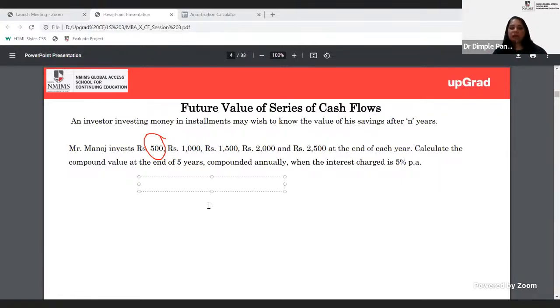So tell me, what is the amount Manoj will get at the end of 5 years? Future value is equal to present value into (1 plus r) raised to n. This is the formula that we had learned. Now my future value will be equal to 500 into 1.05 raised to, I'll do only 4. If the same amount was invested at the beginning of the year, I would have earned interest for 5 years, but now it will be raised to 4.